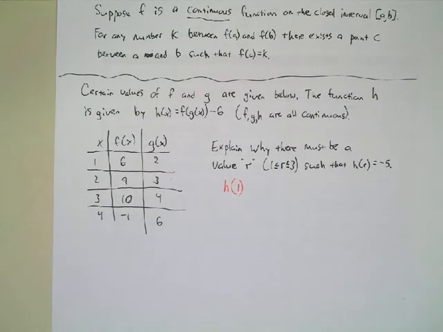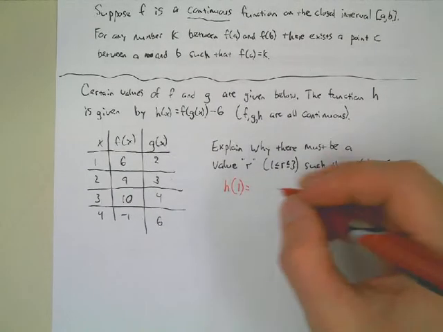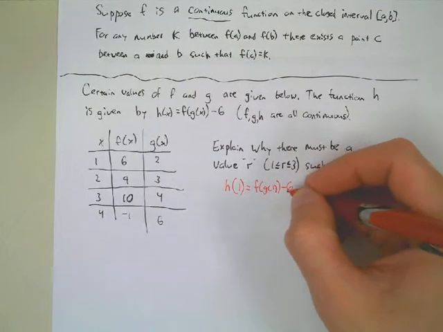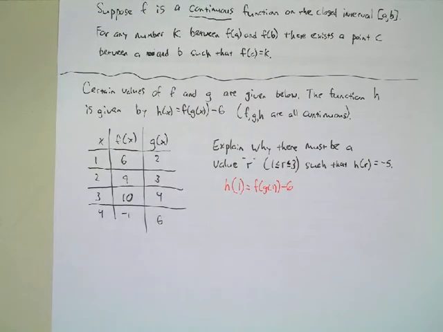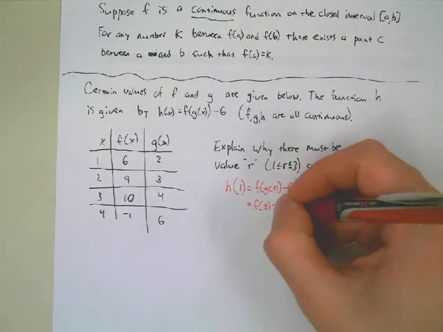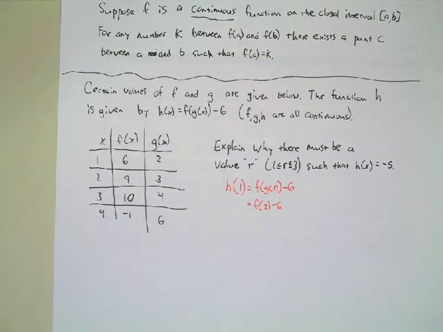Okay, so let's see here. That's going to be h of 1 is equal to f of g of 1 minus 6. So Anna, what's g of 1? 2. Very good. And then Anna, what's f of 2? 9. And then 9 minus 6 gives us 3. So h of 1 is equal to 3. Okay, good.